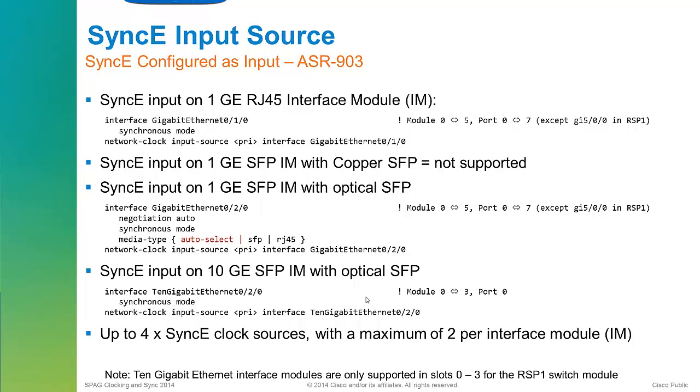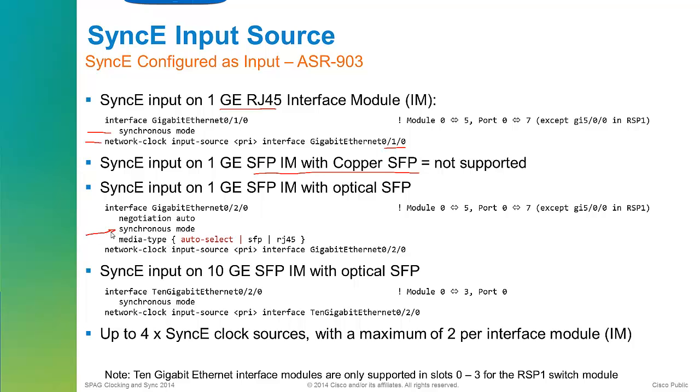On the 903, this is all fairly straightforward. What you do is you have some various options. So you have an RJ45 interface module. So there's an interface module on the 903, 902, which just has RJ45 copper ports on it. And you just define synchronous mode, network clock input source again, whatever the port number is. Remember we said if you have an SSP with a copper SFP, SyncE is not supported. Never will be. If you have an optical SFP, then what you can do is, again, you just configure synchronous mode.